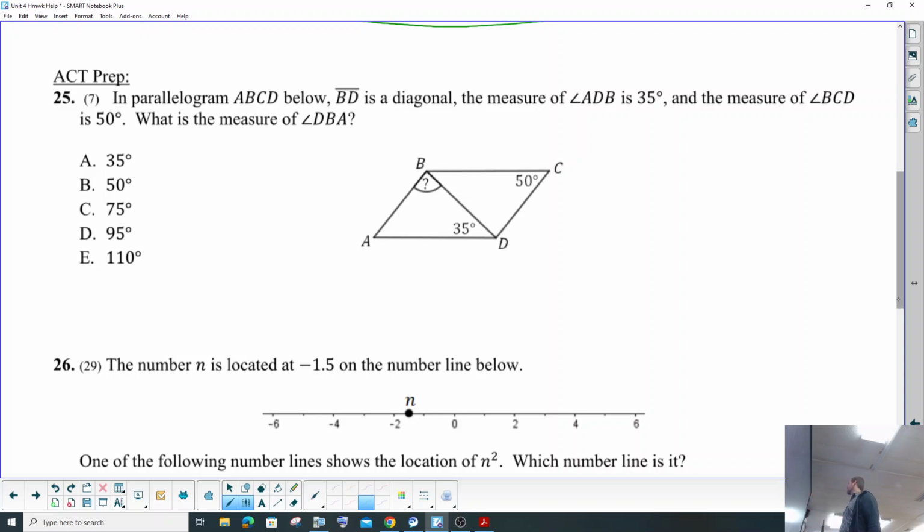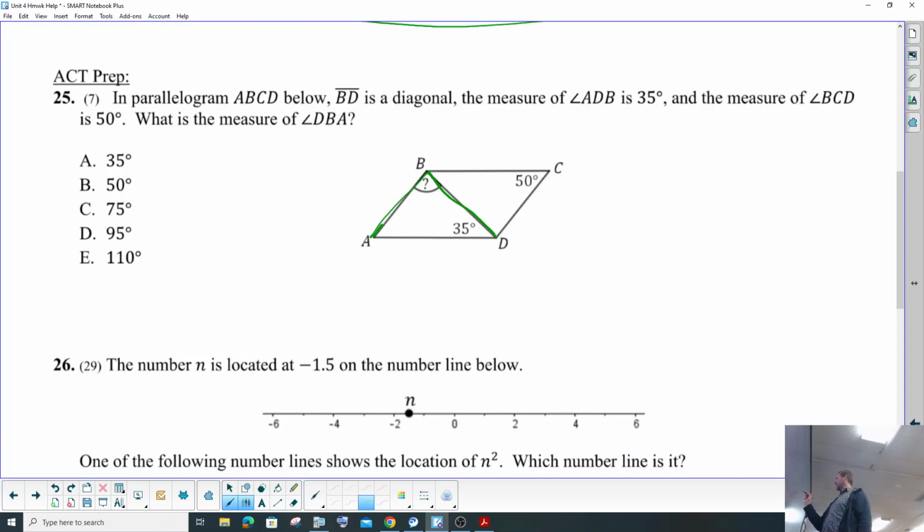So then, in a parallelogram ABCD, BD is a diagonal. ADB is 35 degrees, and the measure of BCD is 50 degrees. What is the measure of DBA? So I want you to find that measurement. Well, what do you know about parallelograms? Can you remember anything about parallelograms?